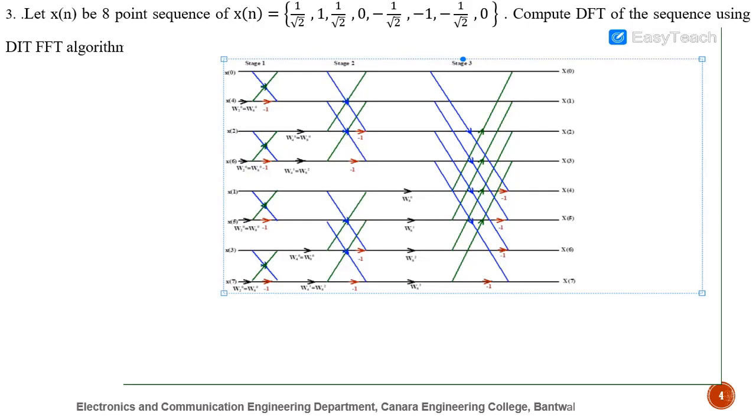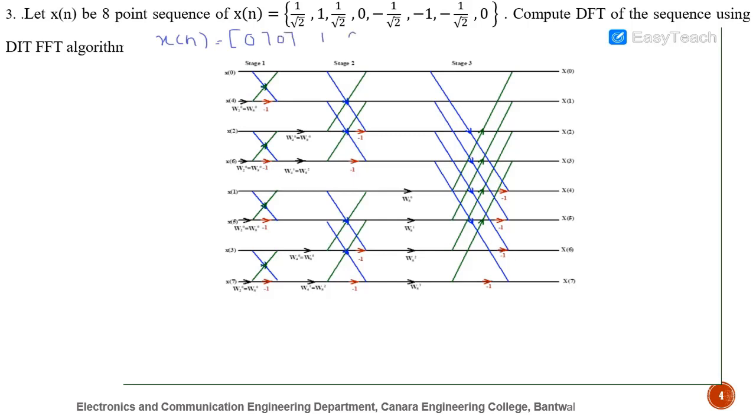Let us solve the third problem of tutorial number 6. The problem given is x of n equal to 0.707, 1, 0.707, 0, minus 0.707, minus 1, minus 0.707, 0. We have to find out x of k values using DIT FFT algorithm.